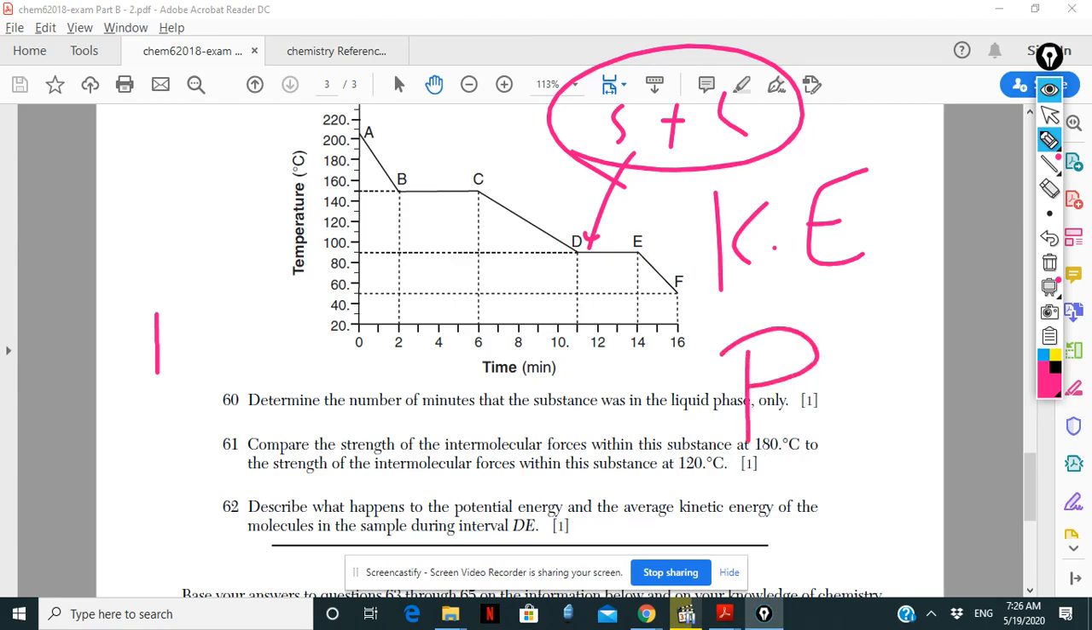But what's going to happen to the potential energy? Potential energy is going to decrease. Why? Because now instead of moving, the particles are going to stop moving and be close together. So because it's losing energy, the potential energy will decrease.